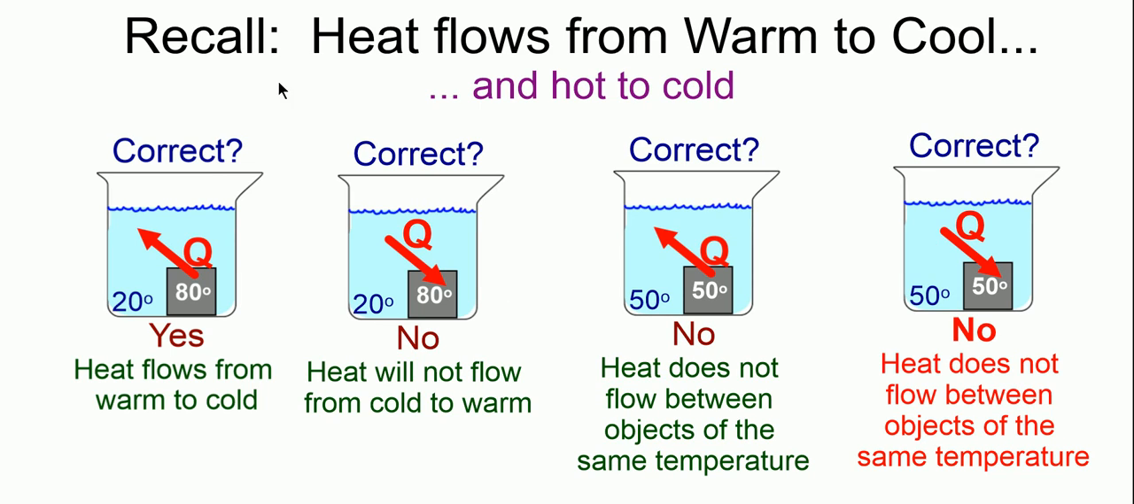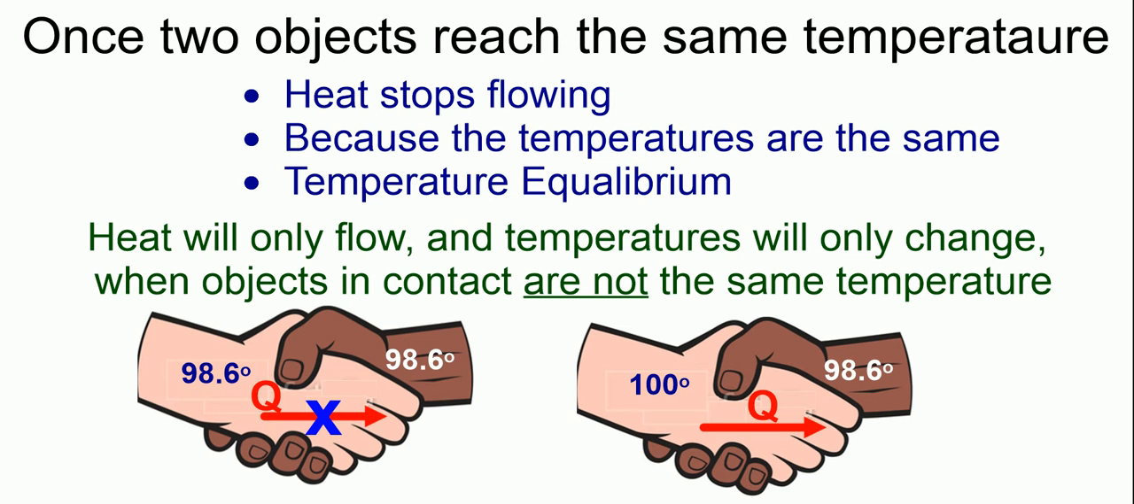No, it's not true. The only one that's correct is here, where you have warm and cool and flow out from warm to cool. That's the only correct picture. So that's it. I just wanted to emphasize thermal equilibrium. When the temperatures become the same, there's no flow. Once two objects reach the same temperature, heat stops flowing because the temps are the same, right? This is called temperature equilibrium.